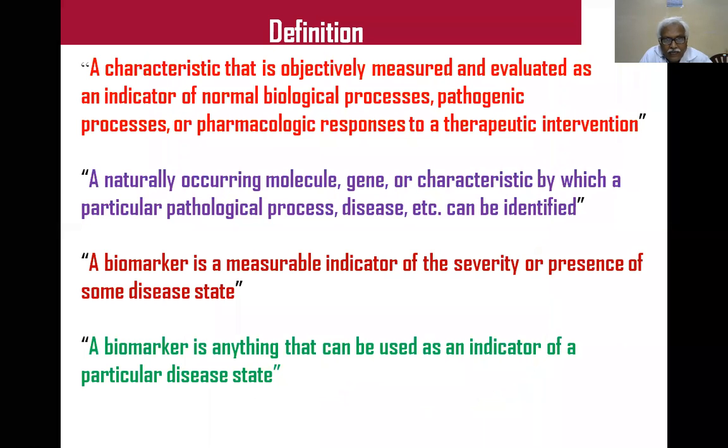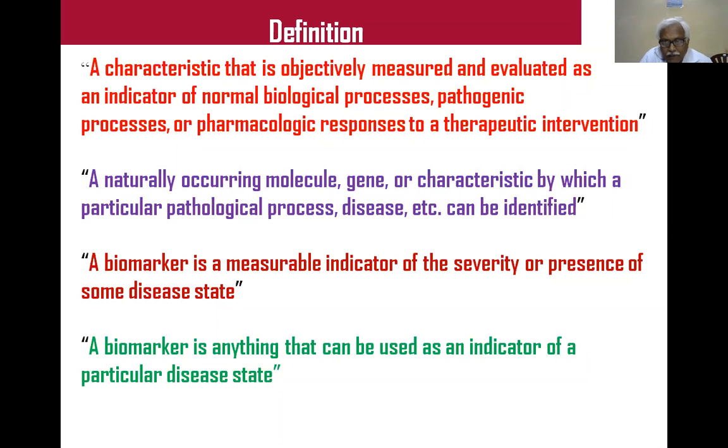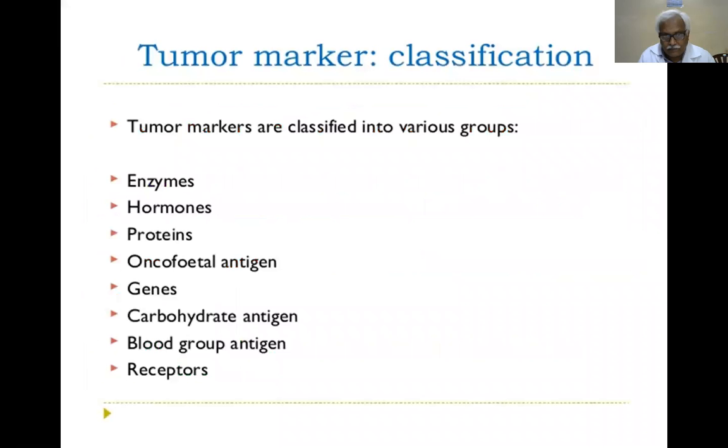A biomarker is a naturally occurring molecule, gene, or characteristic by which a particular pathologic process, disease, etc., can be identified. A biomarker is a measurable indicator of the severity or presence of some disease state. A biomarker is anything that can be used as an indicator of a particular disease state.